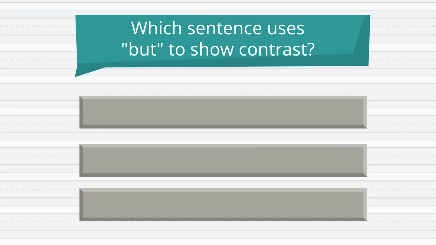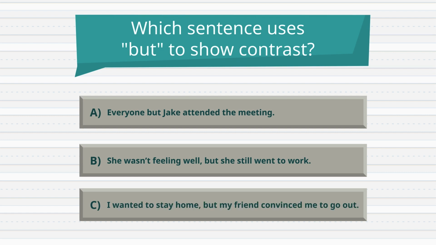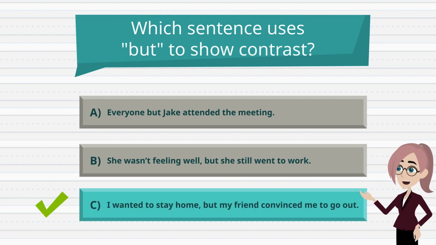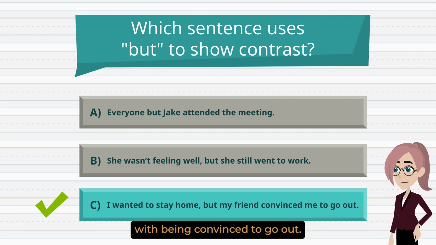Which sentence uses but to show contrast? A. Everyone but Jake attended the meeting. B. She wasn't feeling well, but she still went to work. C. I wanted to stay home, but my friend convinced me to go out. The answer is C. This sentence contrasts wanting to stay home with being convinced to go out.